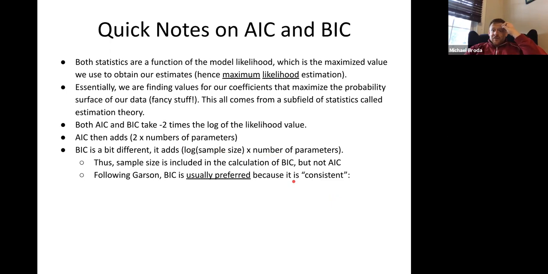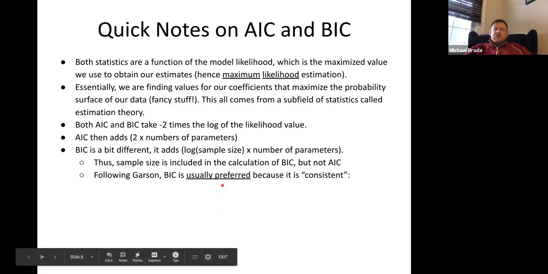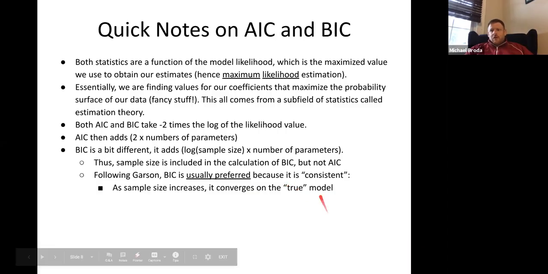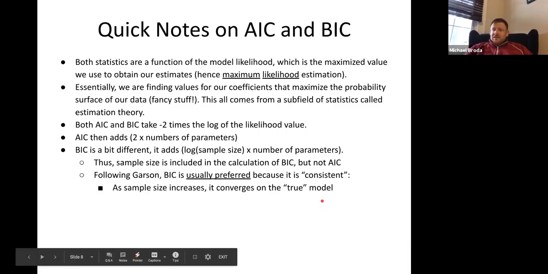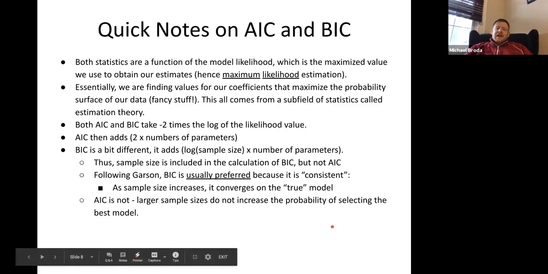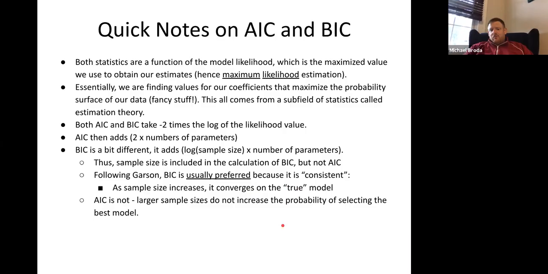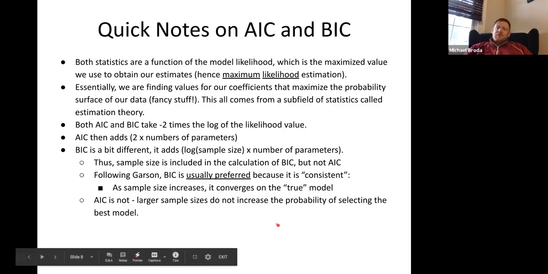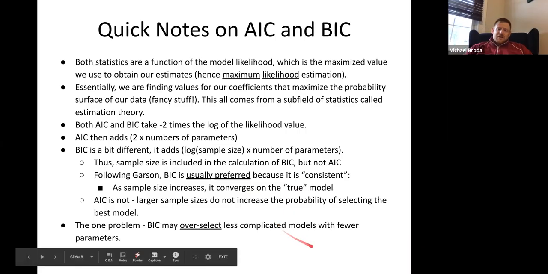And I'm just going to follow the advice of Garson here, and this is coming straight from chapter 5. If you have to choose which one to trust, BIC is usually the preferred measure of fit because it's what is called consistent. And what that means is as the sample size increases, it will over time converge on the true, quote unquote, model. So an estimator that is consistent is generally a good thing. That's something that we want. AIC is not necessarily a consistent estimator. If you have a larger sample, it actually doesn't increase the probability of selecting the best model. So that's why people tend to prefer BIC compared to AIC.